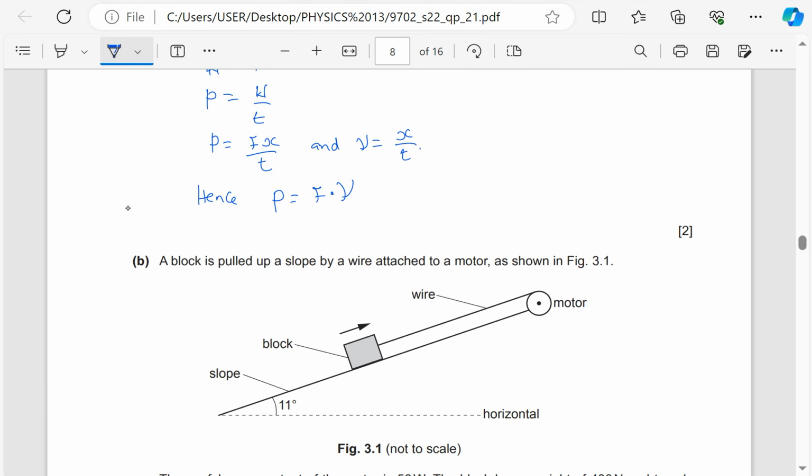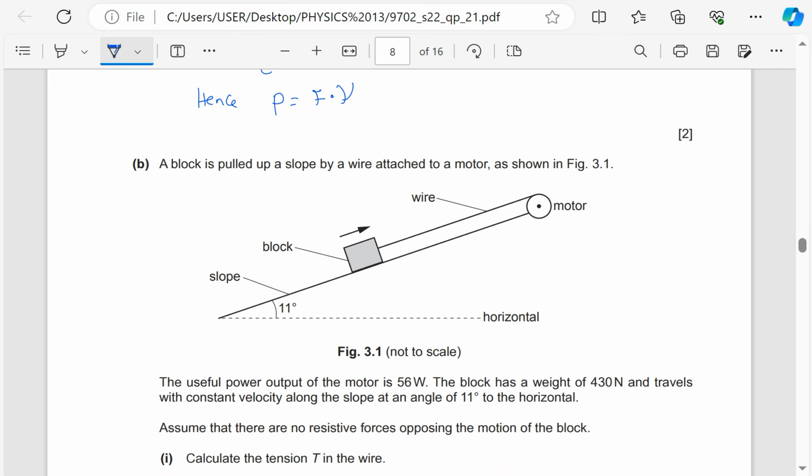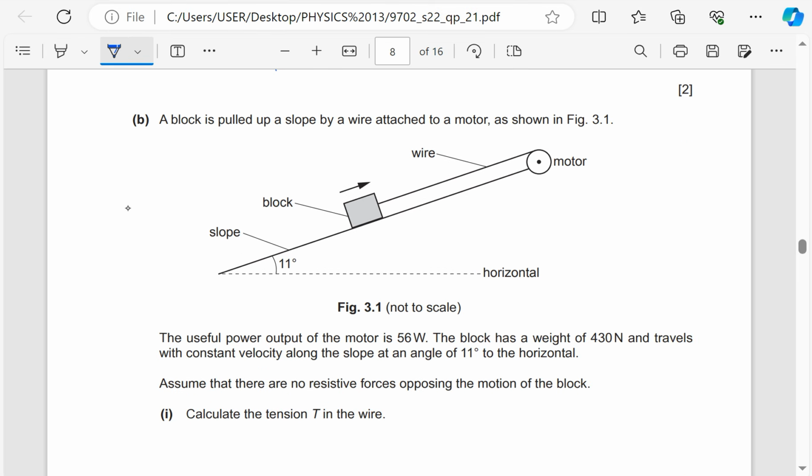A block is pulled up a slope by a wire attached to a motor as shown in the figure. The useful power output of the motor is 56 watts. The block has a weight of 430 newtons and travels with a constant velocity along the slope at an angle of 11 degrees to the horizontal. Assume that there are no resistive forces opposing the motion of the block. Calculate the tension T in the wire.